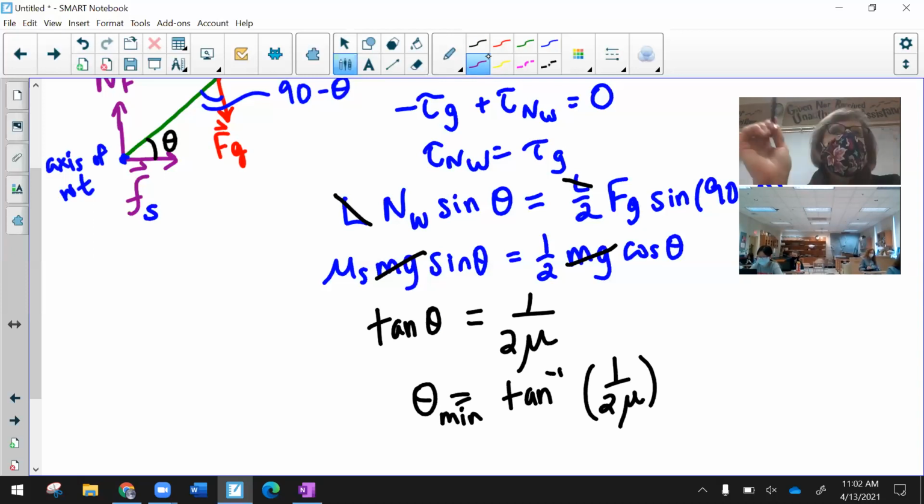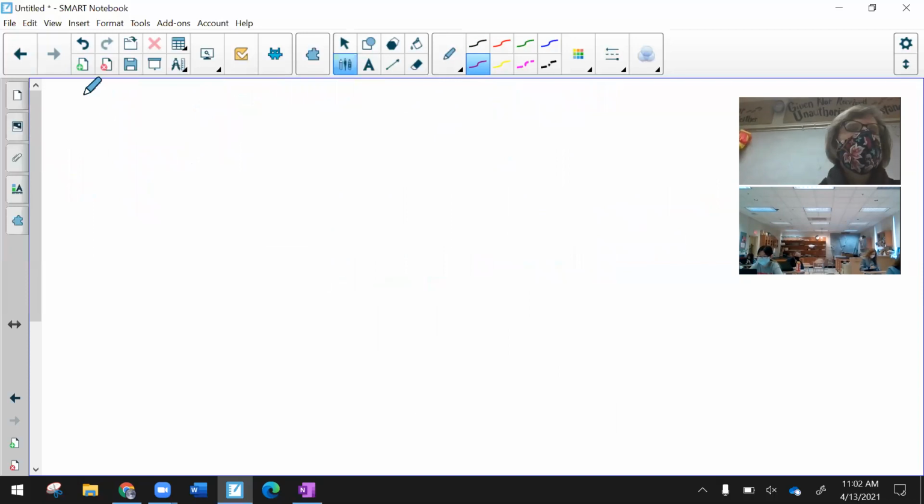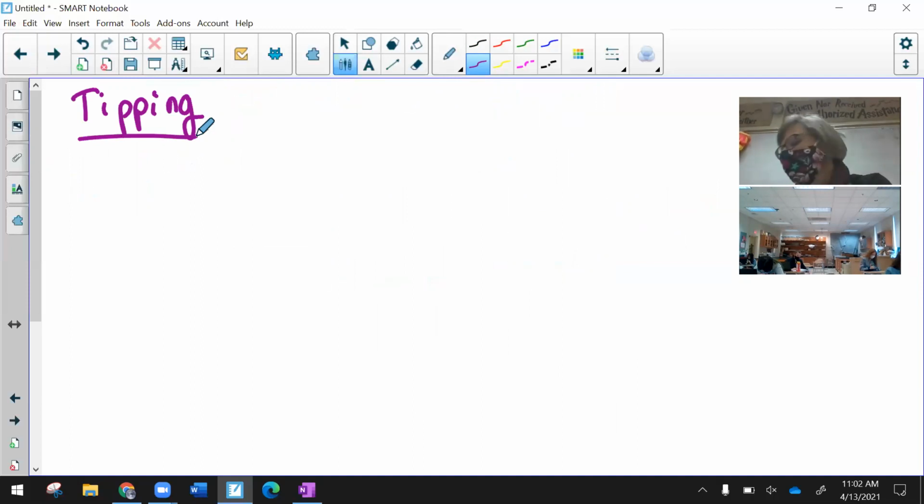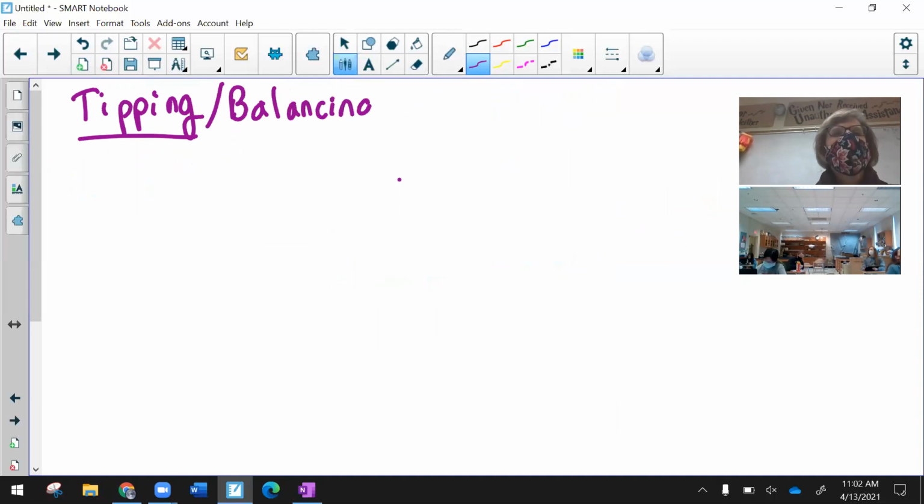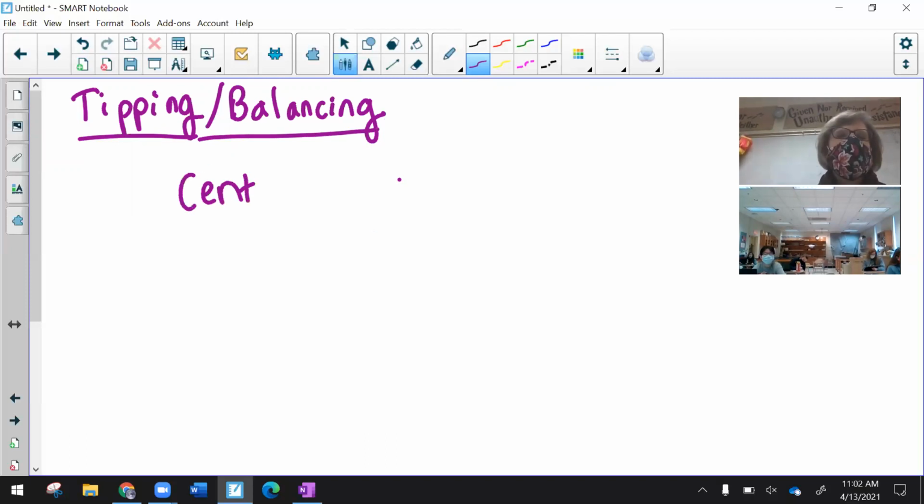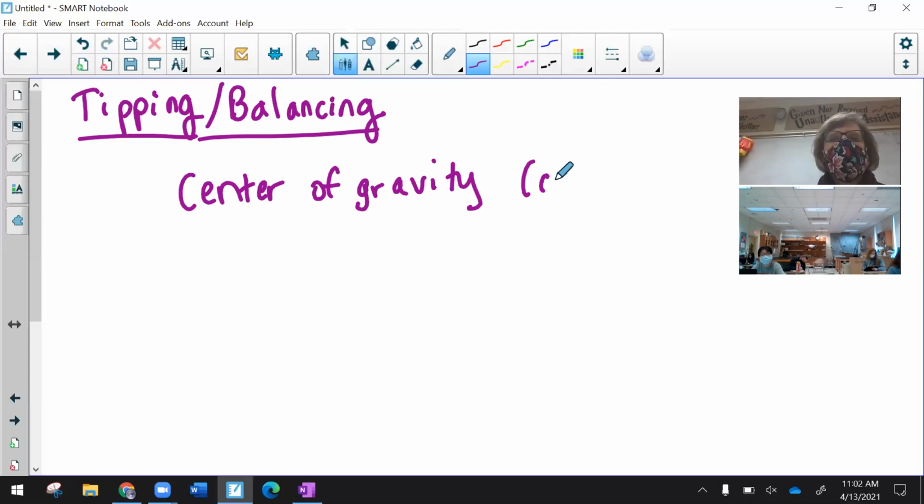All right. So if everybody's good with this, then we want to move on to a new category of problems, which has to do with tipping. We can also think of it in terms of balancing things. So we could say tipping or balancing. We'll do one example of each. And this involves talking about something called the center of gravity, which is sometimes COG, sometimes it's CG.